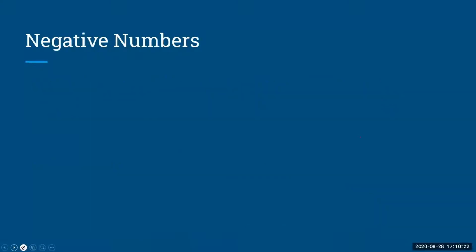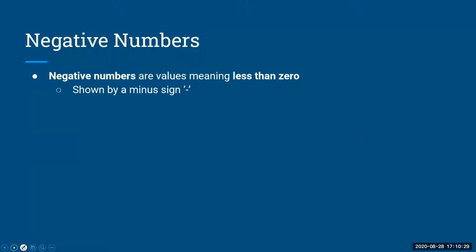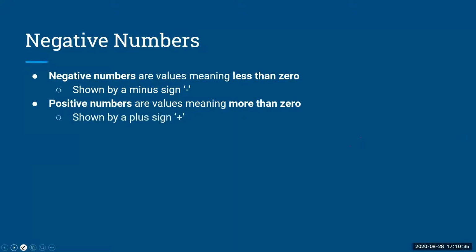Negative numbers, you guys know all about negative numbers. Negative numbers are values meaning less than 0. Well, there you go, whoop-de-doo. Everyone knows that, and it's shown by the minus sign. Positive numbers, obviously, are values meaning more than 0, shown by a plus sign.